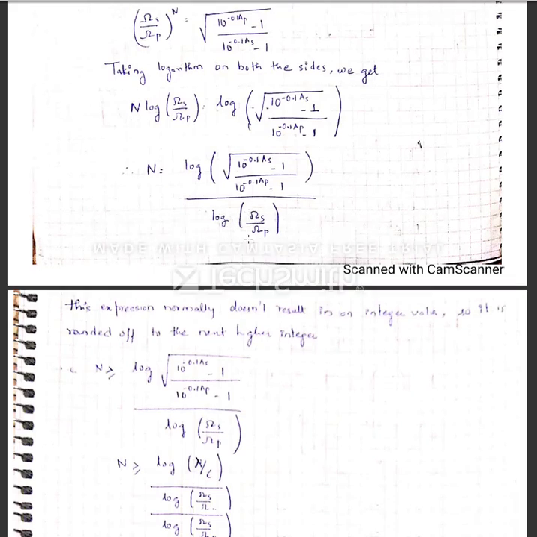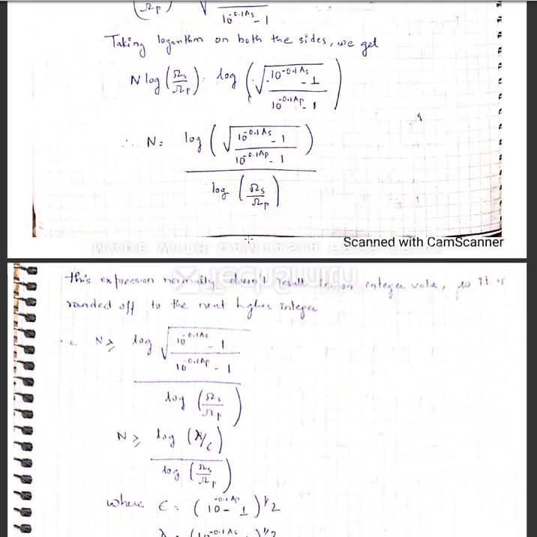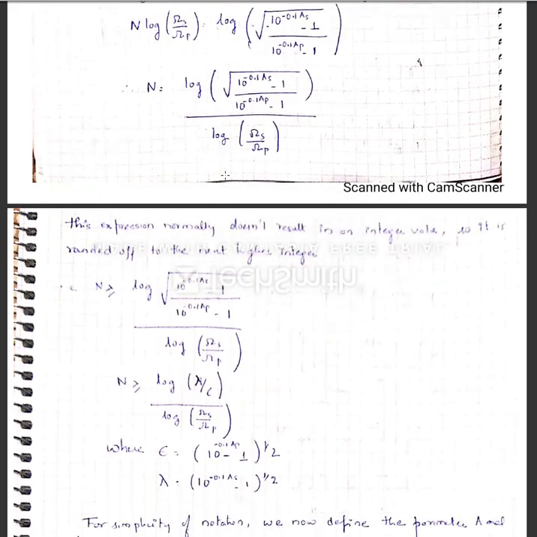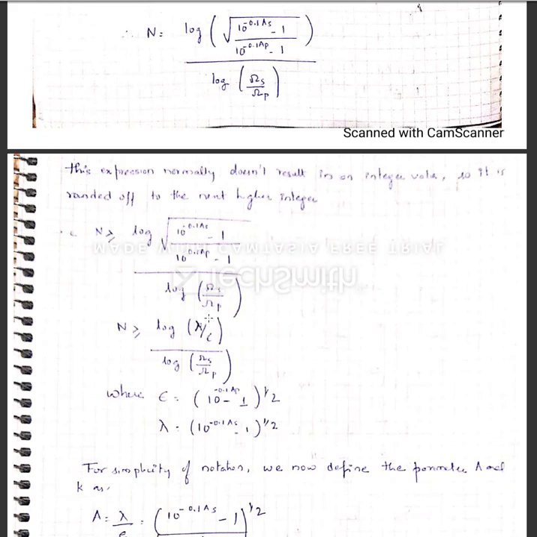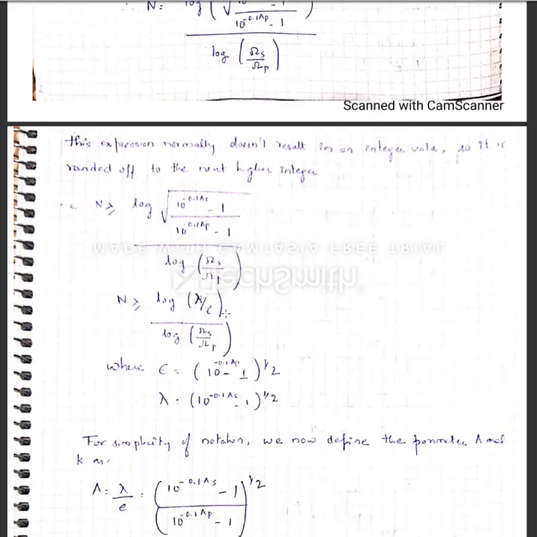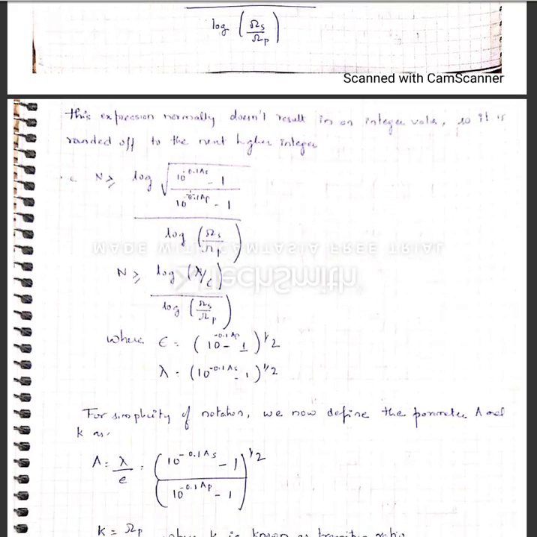Now we will simplify this particular equation. Normally we don't get these values as integers. Whatever value we obtain for n, we tend to round it off to the next higher integer value. So n is greater than or equal to whatever you have calculated, with rounding off. It is written as log of, let us assume it to be Π, and this was our ε. So n is greater than or equal to log of Π by ε, divided by log of ω_s by ω_c, wherein ε is equal to the root of 10^(-0.1 A_p) minus 1, and Π is equal to the root of this.